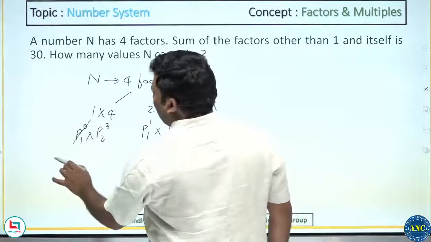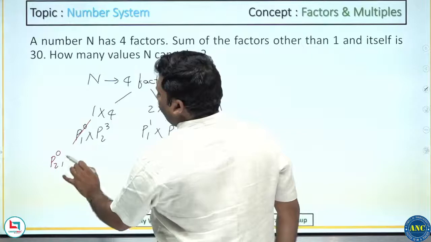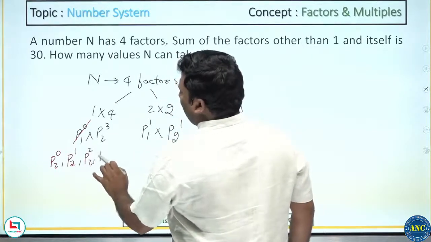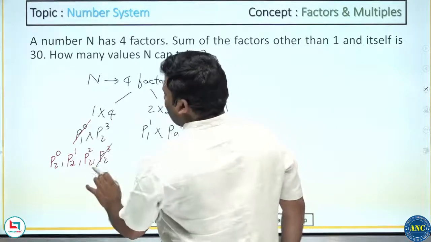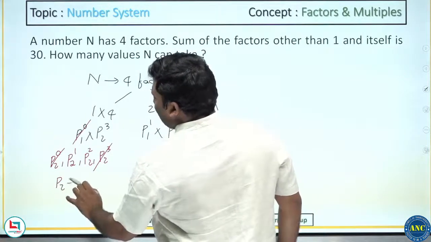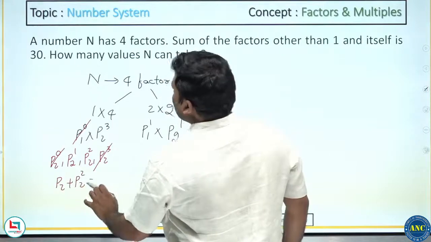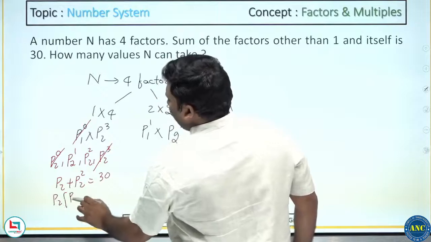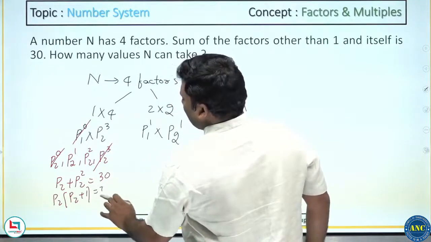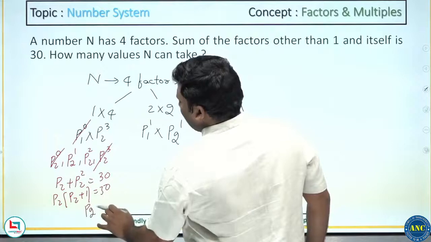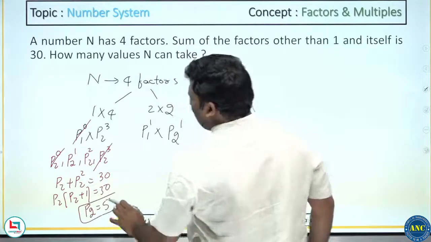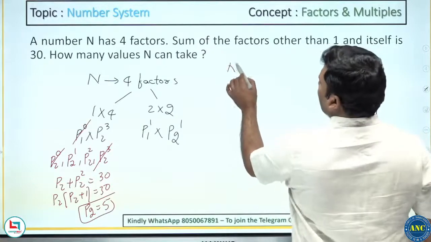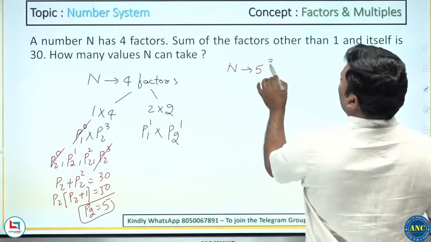P1 power 0, it is out. What are the factors for P2 power 3? P2 power 0, P2 power 1, P2 power 2, P2 power 3. Sum of the factors other than 1 and itself, it is 30. So P2 into P2 plus 1, it is 30. So P2 will be 5. 5 into 6, it is 30. So the number which I got is 5 cube.